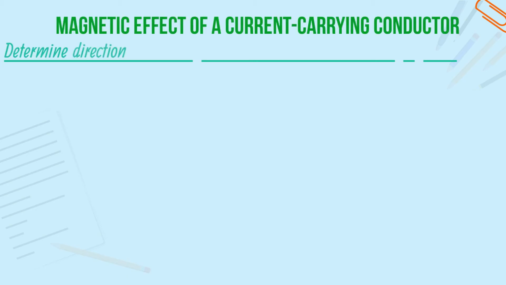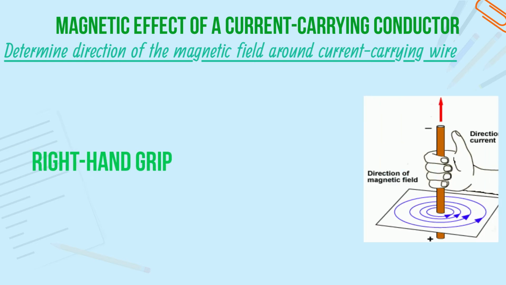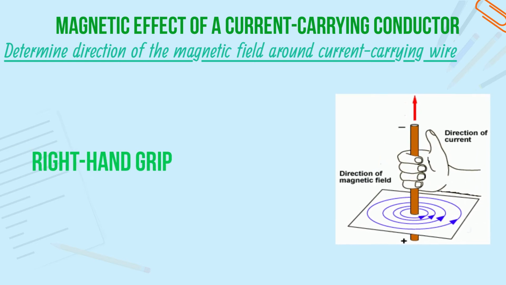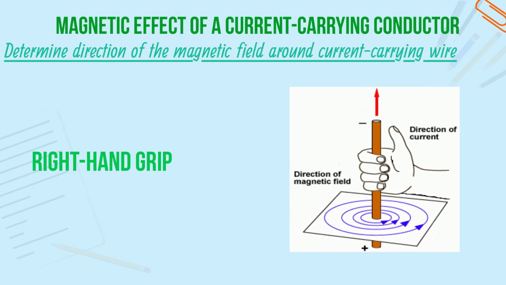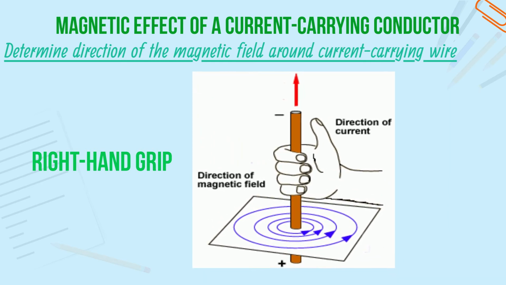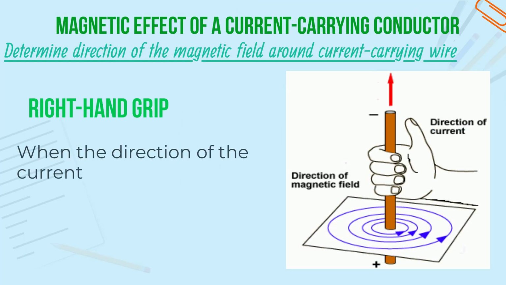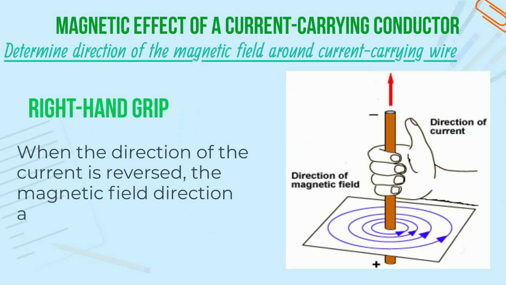To determine the direction of magnetic field around a current-carrying wire, the right-hand grip rule is applied. Based on this figure, we imagine gripping the wire using your right hand, with your thumb pointing in the direction of current. Your other fingers now represent the direction of magnetic field. When the direction of the current is reversed, the magnetic field direction is also reversed.